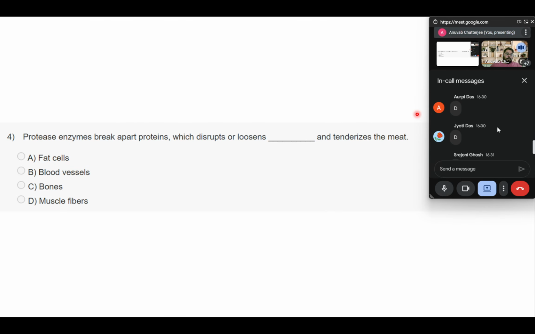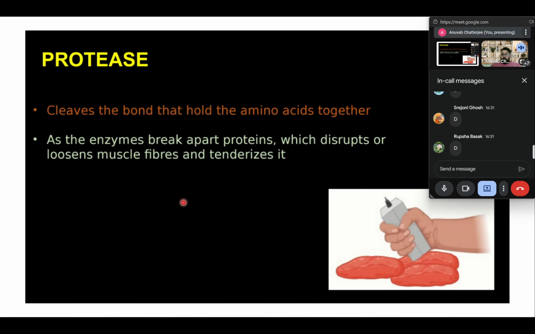Okay, Chanda, Oropi, Jyoti, Shruti, and Kasha also all say that it is deer, muscle fiber. So let's look at it.